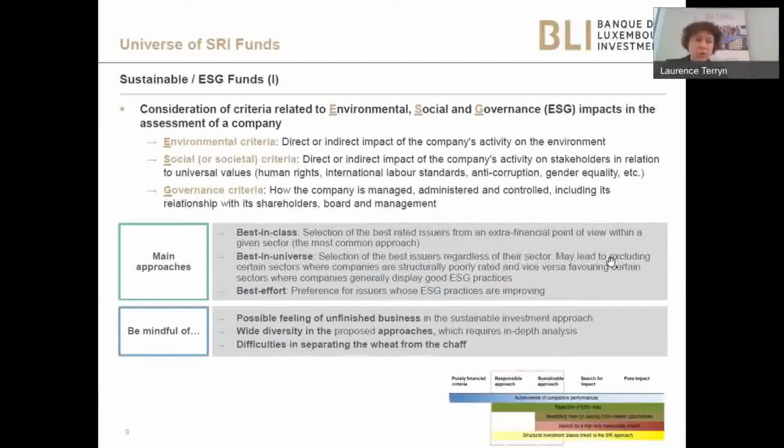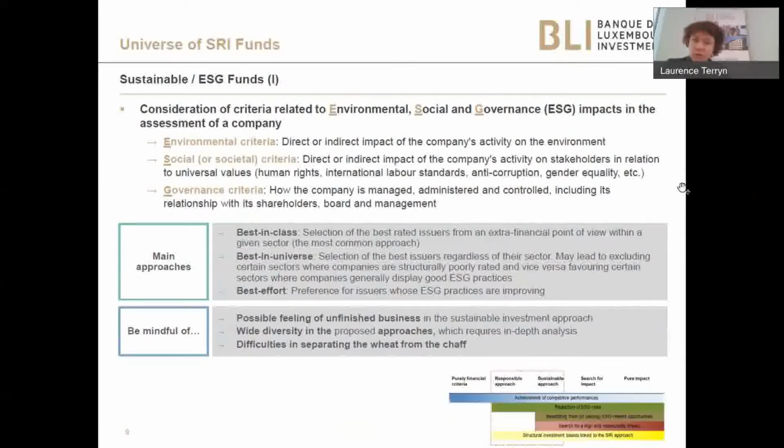The main approach of fund we can find in this area would be best in class, best in universe, best effort. Best in class would be the best rated issuer from an ESG point of view within a given sector. So we take the best company in each sector, in energy, financial, technology. Best in universe would be the selection of the best issuer, again, the ESG factor, but regardless of the sector.